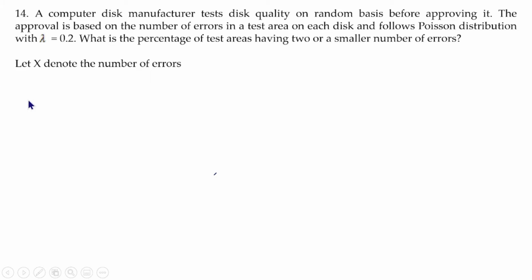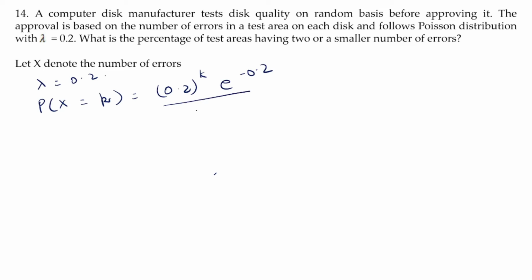So here let the random variable x denote the number of errors, and it is already given lambda is equal to 0.2. So we can write the probability mass function for this random variable x. So probability of x is equal to k is given by lambda raised to k e raised to minus lambda upon k factorial.